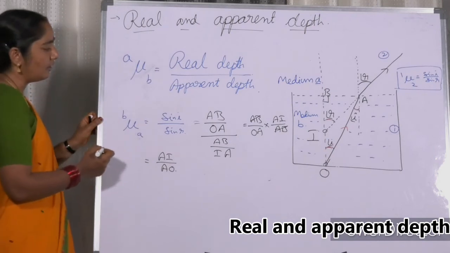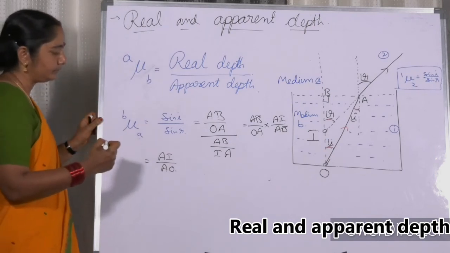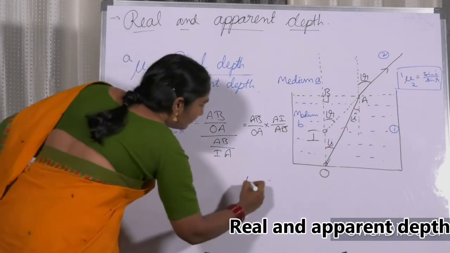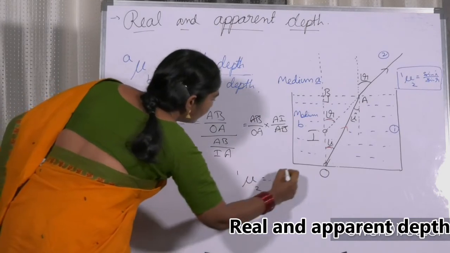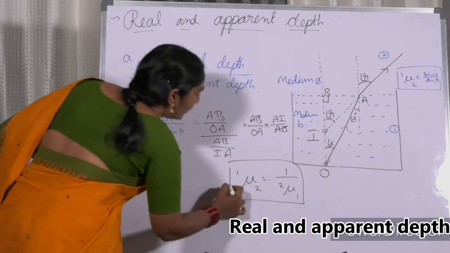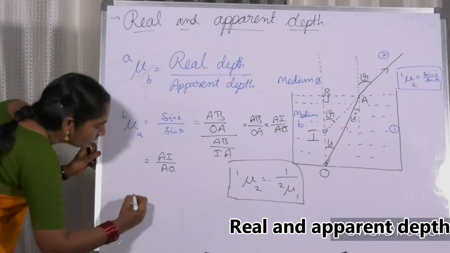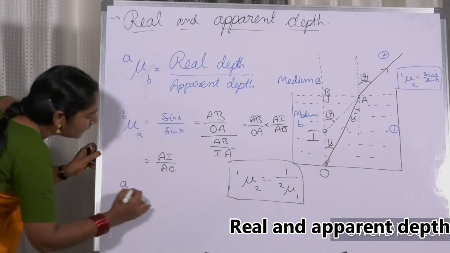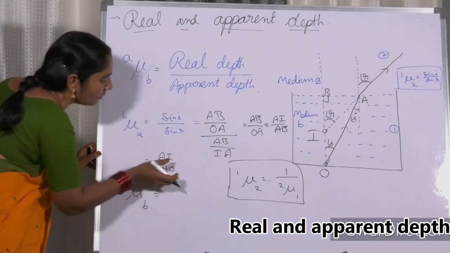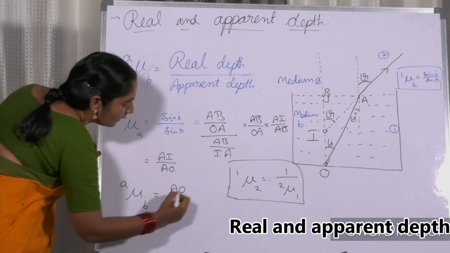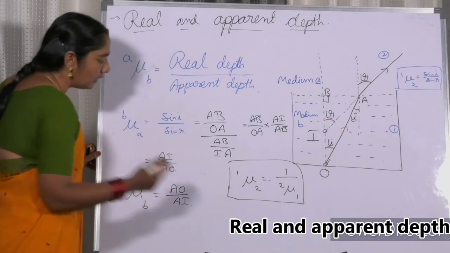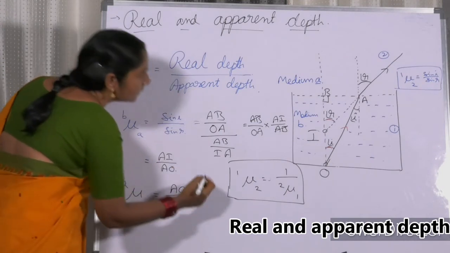Now my dear friends, we already know that in the previous case we have seen that mu 2 1 is equal to 1 by mu 1 2. This is the reciprocal, and this is already known to us, my dear friends.